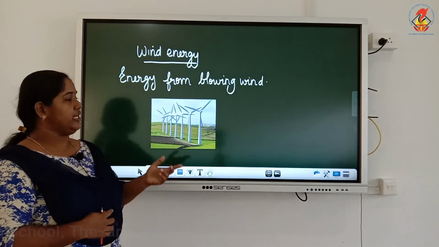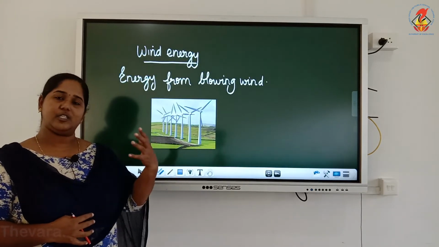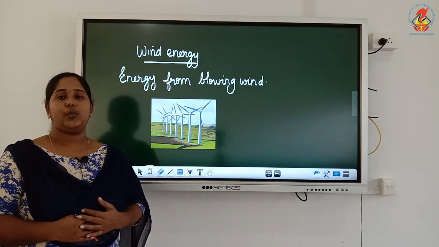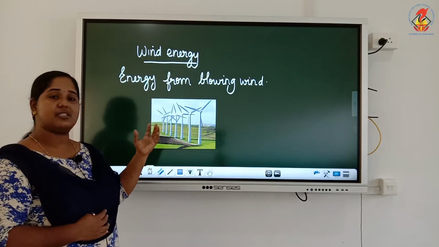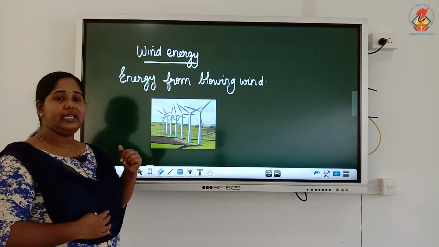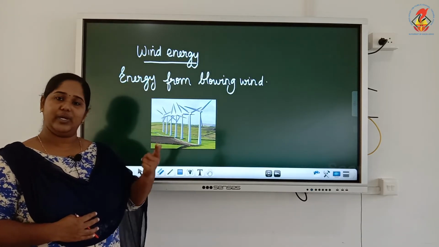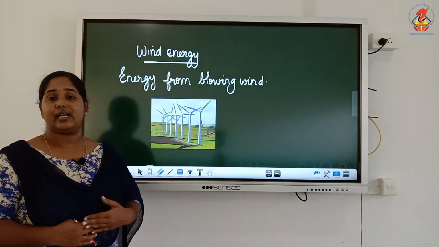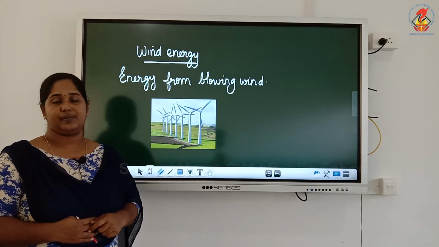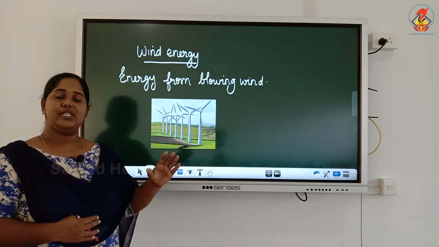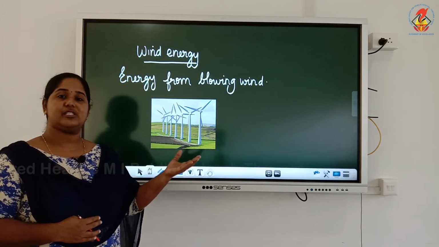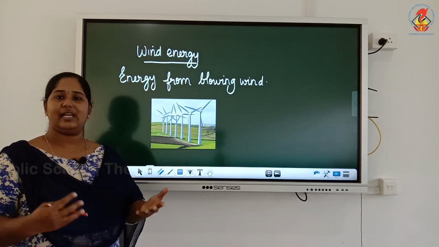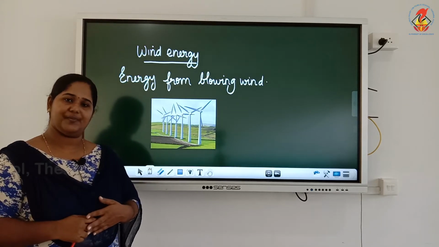The next type of energy is wind energy, that is the energy that is obtained from the blowing wind. It is used to turn the blades of a windmill. You can see a windmill here. And when the windmill turns, what happens? It changes this wind energy into electrical energy using transformers. So this wind energy, which is a readily available source of energy, is changed into electrical energy, and this electrical energy is changed into heat and light energy when we switch on the bulbs and fans.